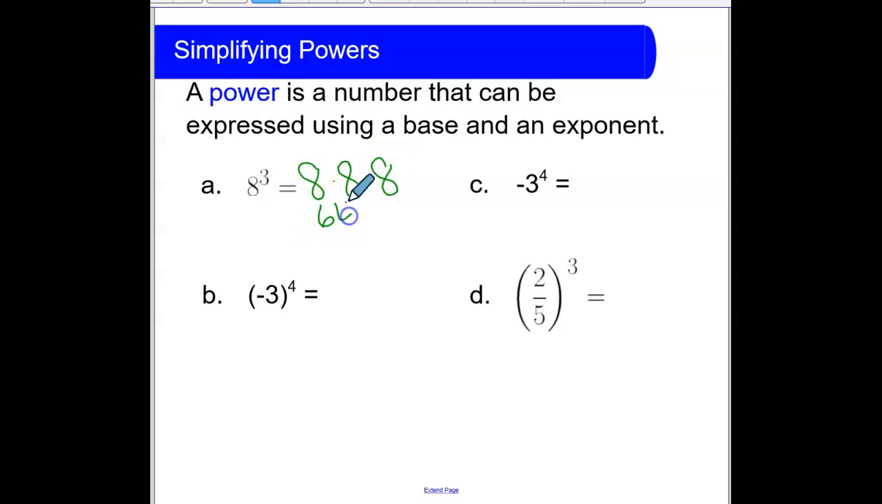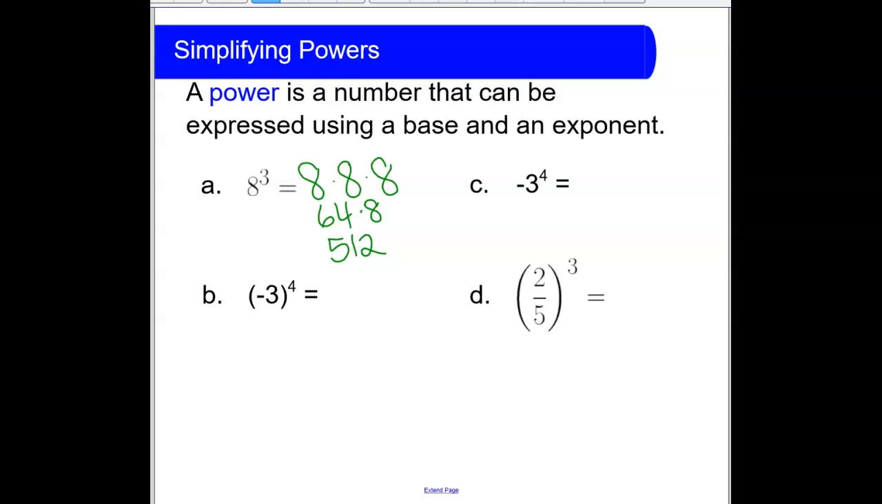I know 8 times 8 is 64. And then 64 times 8, 512. Now look at B and C. Think about what's different about those two, and then we'll see how we approach those two problems differently.